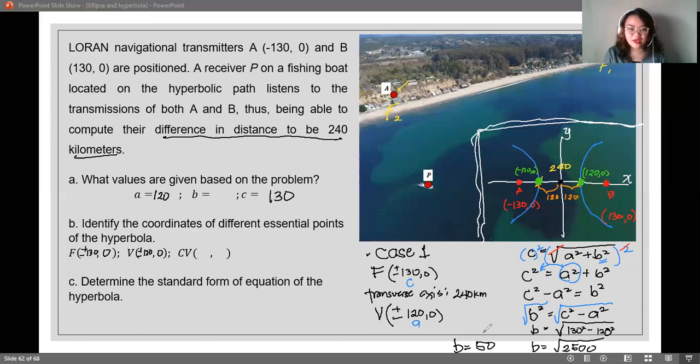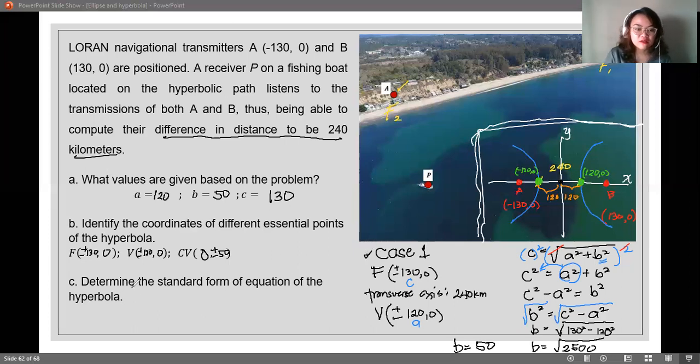All right, there you go. We have 50. b is 50. So since we know the value for b, we will be able to get the co-vertices: 0, positive, negative 50. And lastly, we are able to determine the standard form of equation.